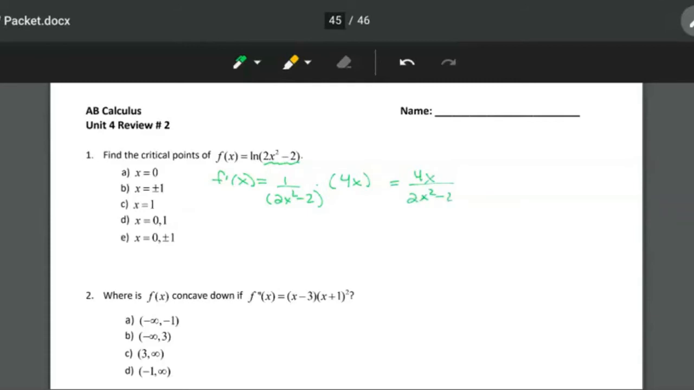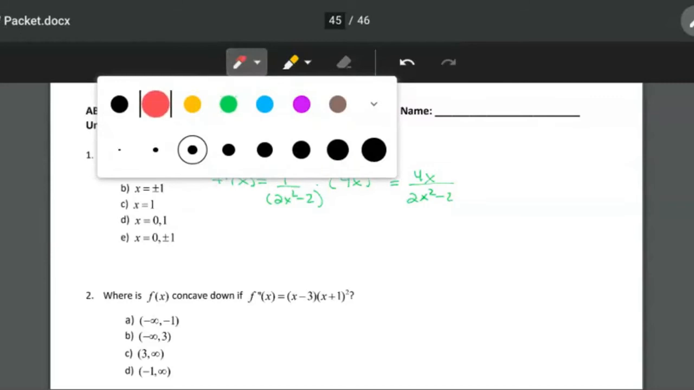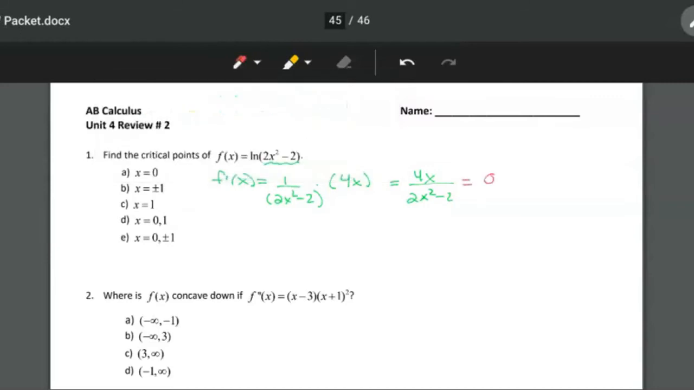And critical points are where your derivative equals 0. So set this equal to 0 and solve. Probably the easiest way, I'm going to put 0 over 1. If you cross multiply, you get 4x equals 0. You could divide both sides by 4, and you get x equals 0. So x equals 0 is one of your critical points.